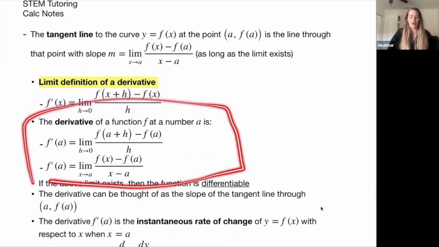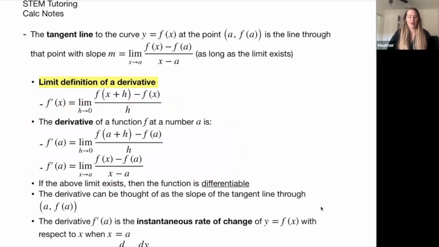Additionally, I can also find the derivative of a function at a specific point. If I'm given a number a, I can find the derivative at that exact value. You'll notice these two are the same, but instead of x, I have an a, and this is just another definition of a limit at a value.